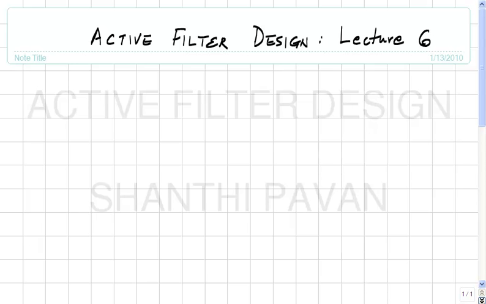Alright, so this is active filter design lecture 6. In the last class, we were discussing the inverse Chebyshev approximation, where the idea is somewhat analogous to the Chebyshev approximation. In the Chebyshev approximation, we saw that we wanted ripple in the pass band. We didn't really care what happened in the stop band. All we said was we'll take whatever we get.